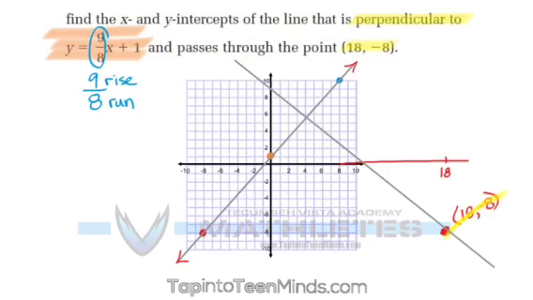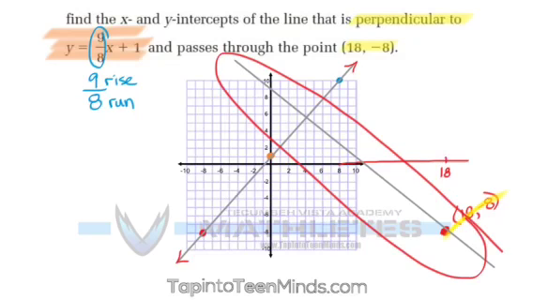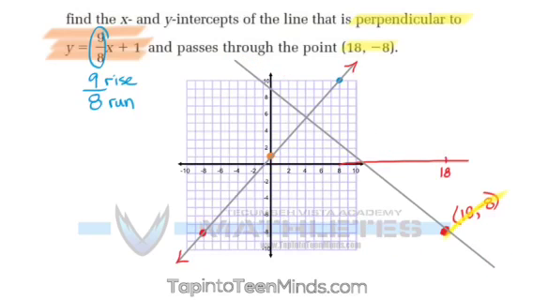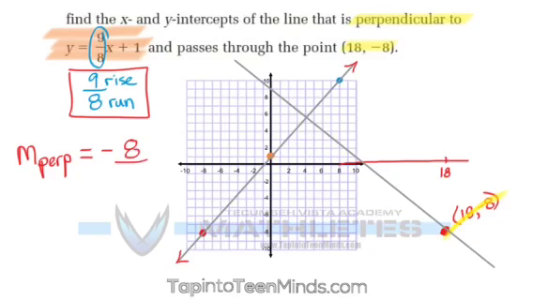Using our knowledge of perpendicular lines, we know that the slope of a perpendicular line is the negative reciprocal of the slope of the other line. So in this case, the original line has a slope of 9 over 8. That means the perpendicular line, or sometimes we annotate it as m perp, is negative 8 over 9.